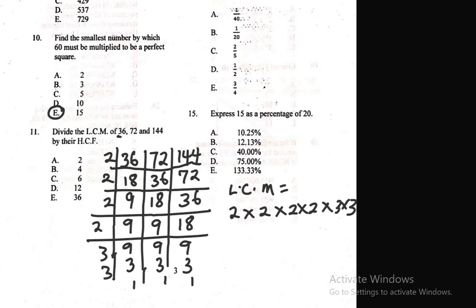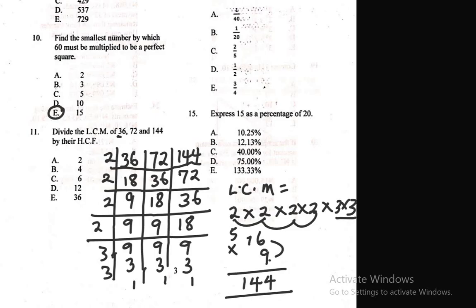times 3. 2 times 2 is 4. 4 times 2 is 8. 8 times 2 is 16. Mind you, 3 times 3 is 9. So let's multiply 16 by 9. 9 times 6 is 54. You put your 4, move your 5. 9 times 1 is 9 plus 5. That's 14. 144 is the LCM.